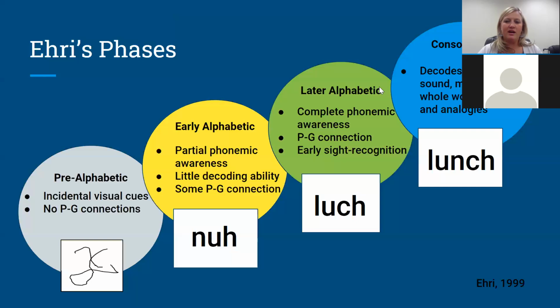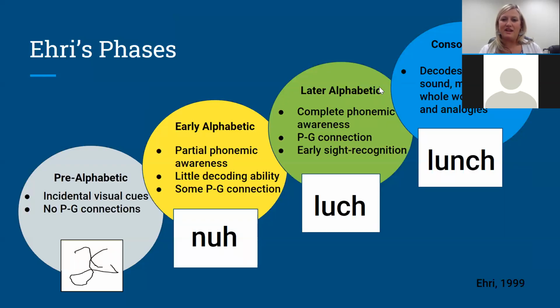This is an example of where those phases would be if I was asking an emergent reader in the pre-alphabetic phase to show me or represent the word lunch in writing. This is a student that maybe watches someone scribble down a grocery list and they're just mimicking. They know that there's print involved, but they're not sure what that grapheme phoneme connection is. Whereas you can see in the early alphabetic phase that changes quite a bit, where they're connecting those graphemes to the phonemes that they hear and get a few of them down.